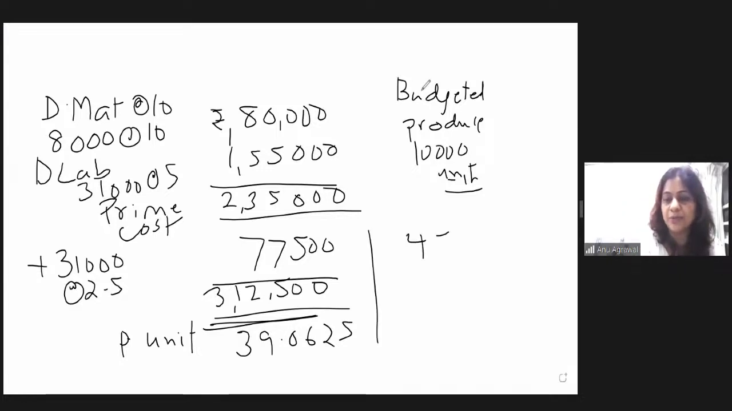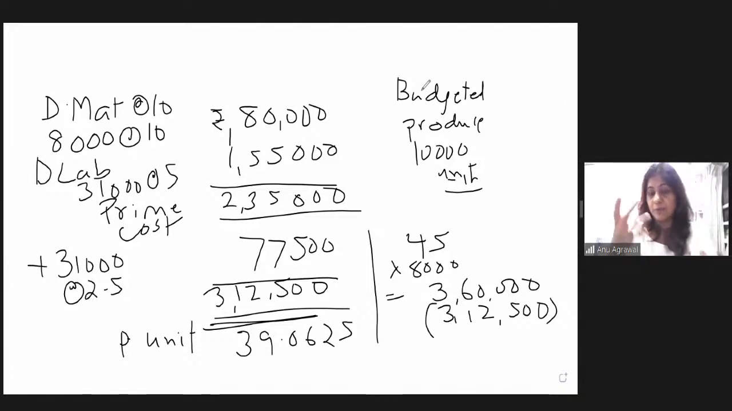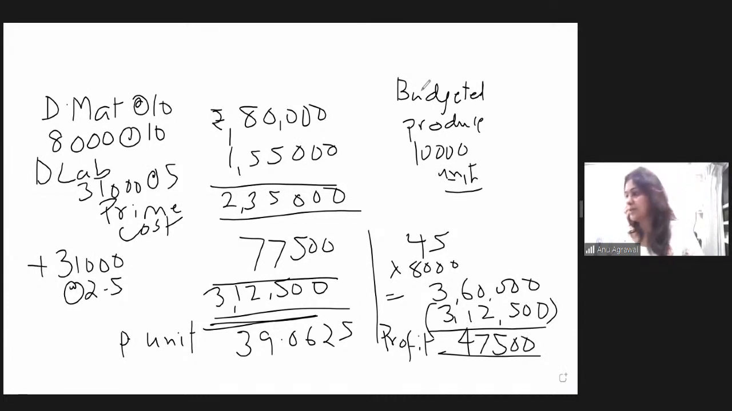Now, if I'm selling this product to my customer at 45 rupees, technically speaking, this gentleman to whom I'm going to sell these goods, 45 into 8,000, is going to give me 3,60,000 rupees. Yes or no? My cost, which I have recovered as per absorption costing, is 3,12,500. So I will tell everybody that I have made a profit of 47,500. Yes or no? This is what I'm going to tell everybody.